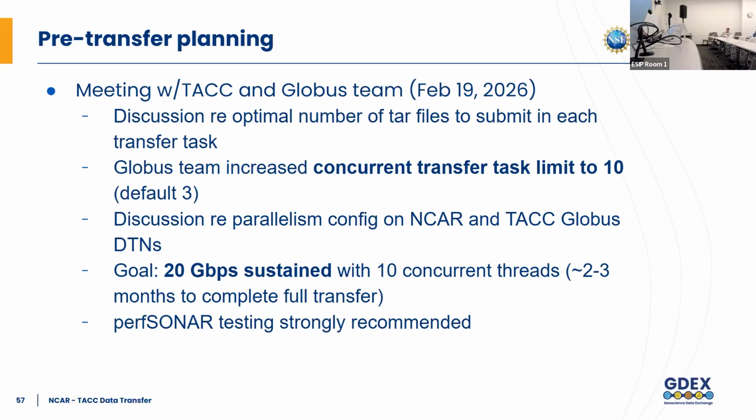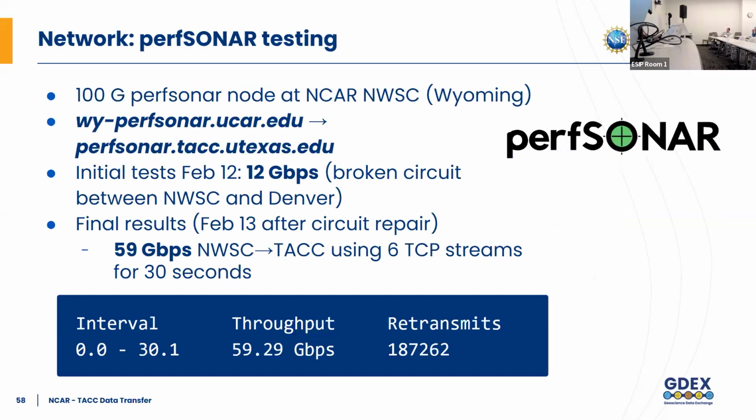And then lastly, Globus strongly recommended that we run a series of perfSONAR tests prior to submitting the transfers, and that would give us a good idea to identify any potential bottlenecks along the network path, and then to do some tuning if needed. And so that's what we did. We ran these tests on February 12th.